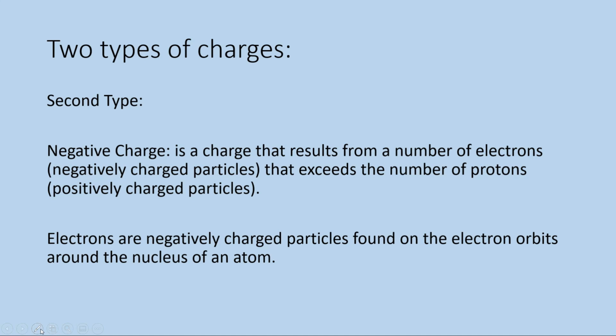The second type of electric charges, which is the negative charge, is a charge that results from a number of electrons that exceeds the number of protons. So it's the opposite to the first case. If we have a number of electrons, which are negatively charged particles, exceeding the number of protons, which are positively charged particles, this means that the total is negative. Where electrons are negatively charged particles found on the electron orbits around the nucleus of an atom.